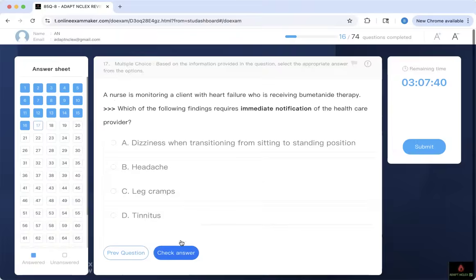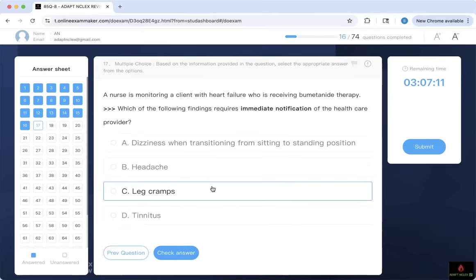Cardiology, high yield. A nurse is monitoring a client with heart failure who is receiving loop diuretic therapy. Which of the following findings require immediate notification of the healthcare provider? That means bad stuff is happening. Dizziness when transitioning from sitting to standing position, headache, leg cramps, and tinnitus. What do you think? Which one would you do something about? You need immediate notification right away.